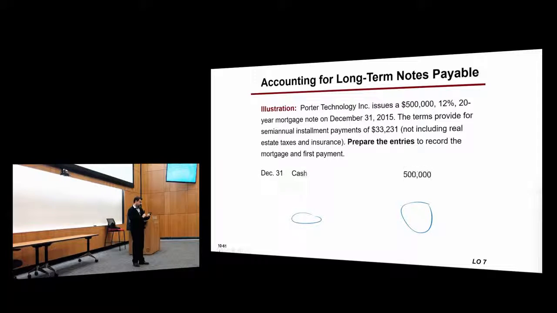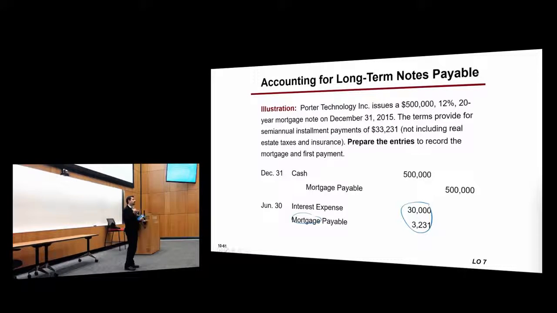And the journal entry would be, this is when we actually record the actual signing of the mortgage. The company will receive cash, $500,000, and they will sign a note, a new liability, so we credit mortgage payable. When later on the first payment is to be made, it will be interest expense. That's always the same thing. Interest expense will be the interest rate multiplied by the carrying value.